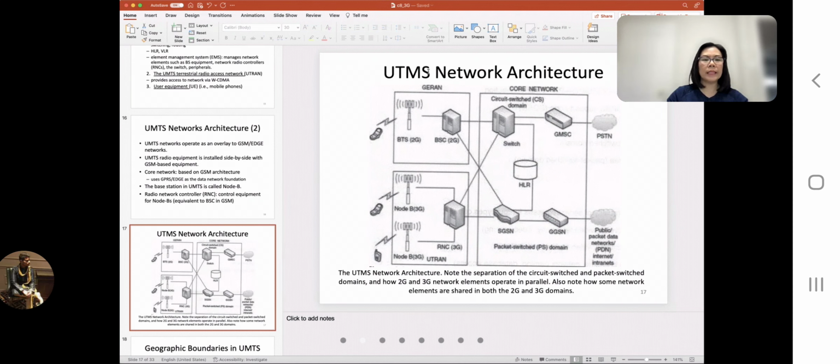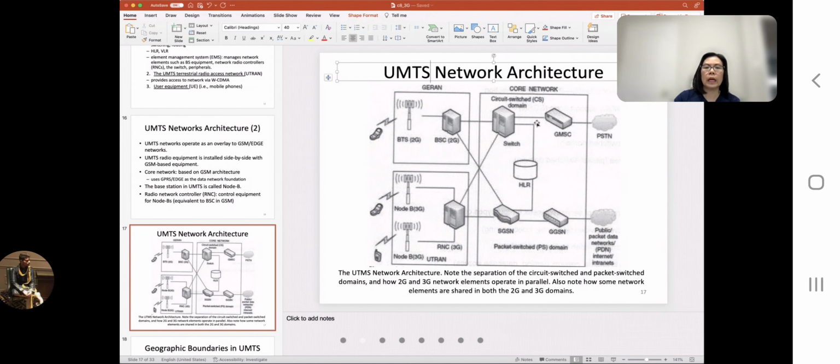This is the UMTS, sorry, it should be UMTS network architecture. You can see here, this is a hybrid of 2G and 3G. So let's consider each component. This is the core network.